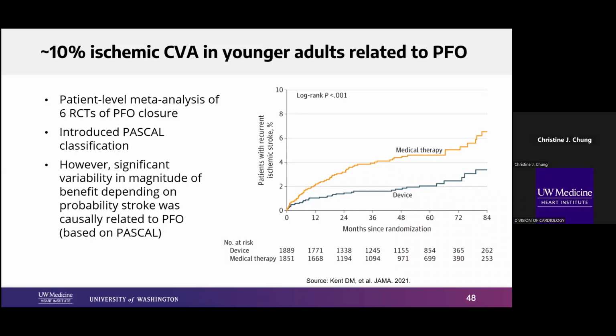And this was a study that introduced the PASCAL classification as a partner to the ROPE score. In the PASCAL classification, they included anatomic risk features, including the presence of an atrial septal aneurysm and a larger shunt. And a patient that has a high ROPE score, those patients are classified as being most probable to have had a PFO-related stroke. People that are sort of in the middle are possible. And then those that have a low ROPE score and no anatomic high-risk features fall into the unlikely category.